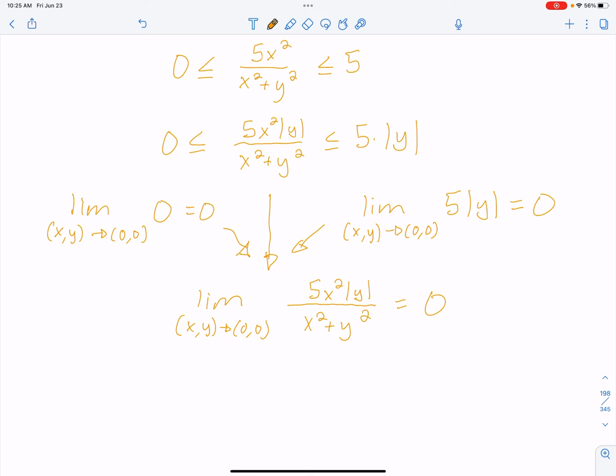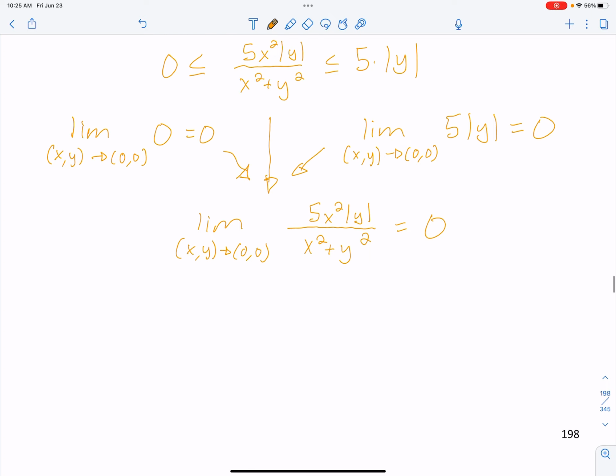Okay, but that doesn't answer what was in question here. The question was without the absolute value. Well, I know that thing that I wrote down is equal to the absolute value being on the outside, so I'm just going to work my way backwards. As xy approaches 0, 0, this thing, which is the same thing as above, because everything doesn't need the absolute value, is also equal to 0.